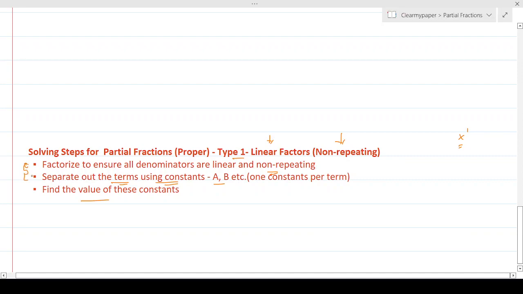Finding the value is the easiest piece. If you get this and this right, this second piece is the most important for all types of partial fractions. If you get this, your job is 95% done. Okay, and hence I'm trying to put more minutes on this one.